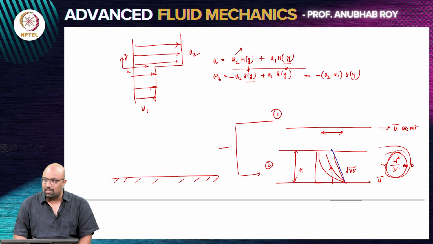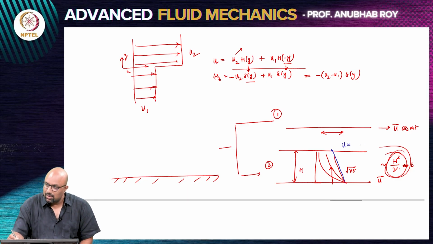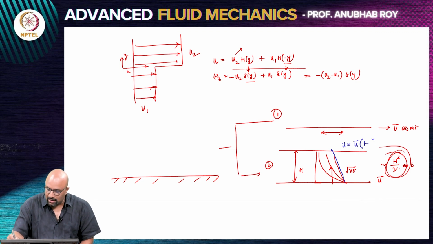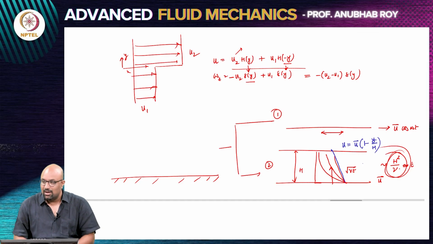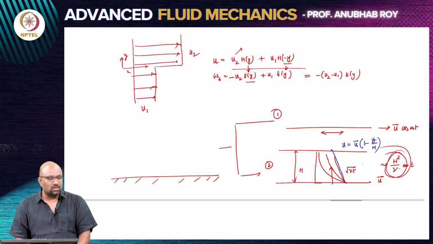That will be the linear profile, u equals u bar times (1 minus y by h). In class, we did u bar y by h because the top plate was moving. Here, the bottom plate is moving, so the velocity would approach the plane Couette velocity, which is 1 minus y by h. So you can solve the same problem.